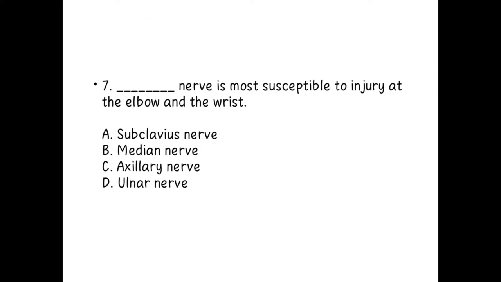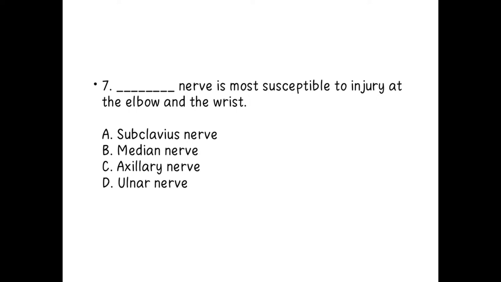Number seven, dash nerve is most susceptible to injury at the elbow and the wrist. A, subclavius nerve. B, median nerve. C, axillary nerve. D, ulnar nerve.